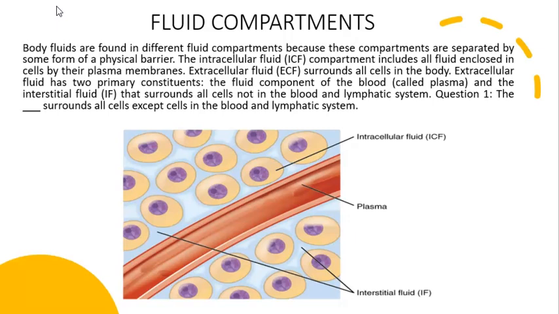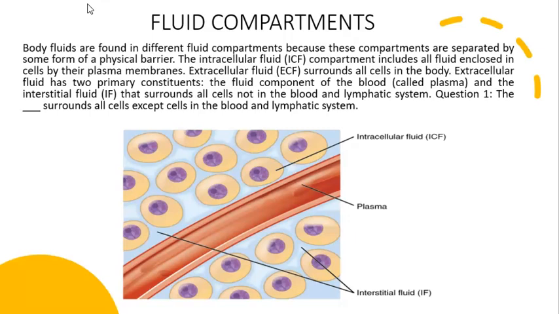The intracellular fluid compartment includes all fluid enclosed in cells by their plasma membrane. Extracellular fluid surrounds all cells in the body. The extracellular fluid has two primary constituents: the fluid component of the blood, also called plasma, and the interstitial fluid that surrounds all cells not in the blood and lymphatic system. For example, the intracellular fluid will be all this yellow area, and the extracellular fluid will be the plasma, which is the fluid in the blood, plus the interstitial fluid, which is the fluid in blue that we have right here, which is going to be in between the cells.